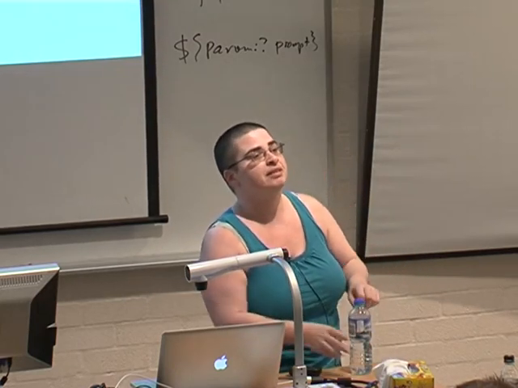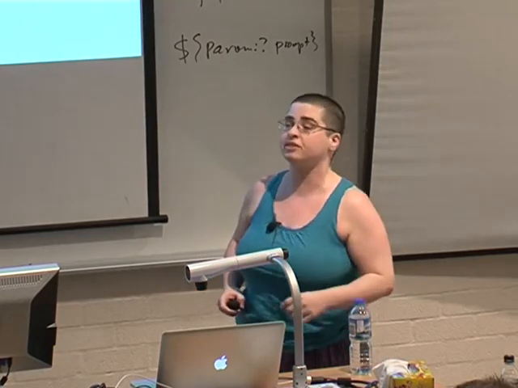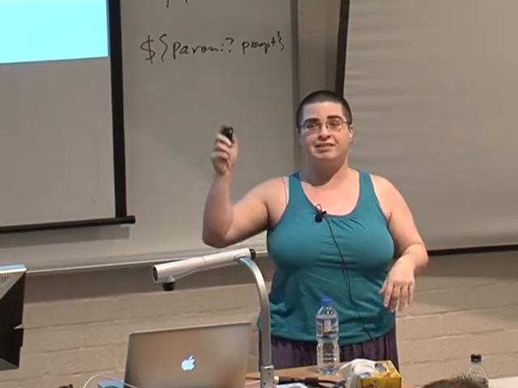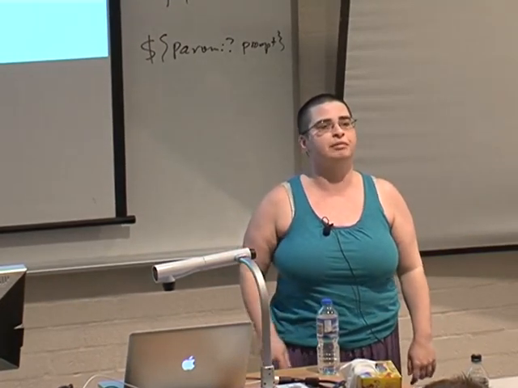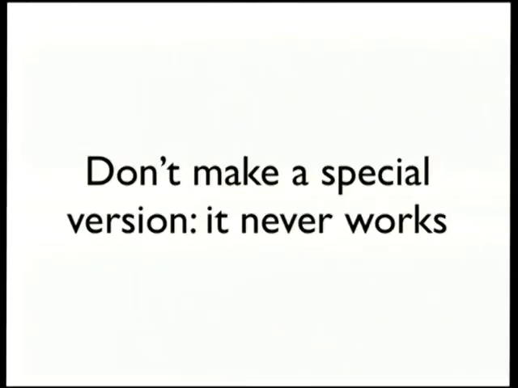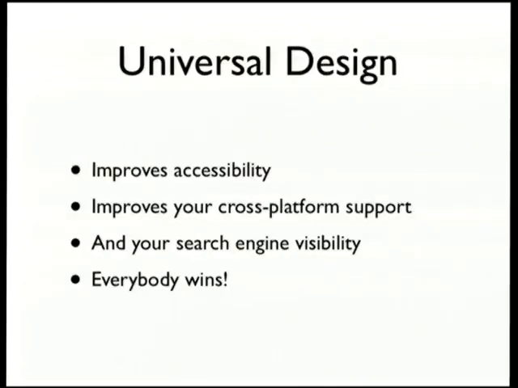Well, the temptation is to say, well, okay, just like I have the regular and the mobile version of my website, I'm going to have the regular and the accessible version of my website. Don't do that. It never works. Not only do you have double the development time, the two of them will get out of sync very quickly. And especially if you're aiming the special version just at accessibility needs, people aren't going to be able to find it. And once they find it, they're not really going to be able to know how to use it. So instead, we follow the principles of universal design.